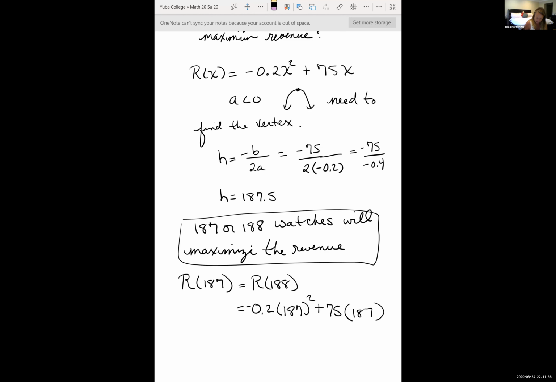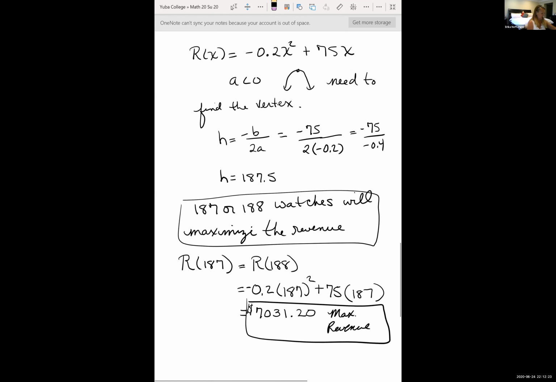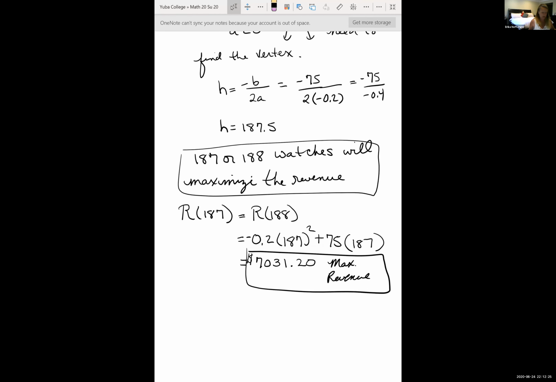So doing that, we get $7,031.20. So this is our max revenue. That was just part A.